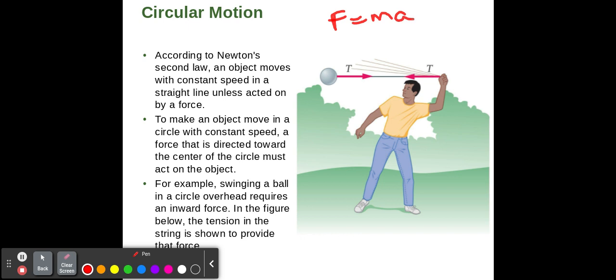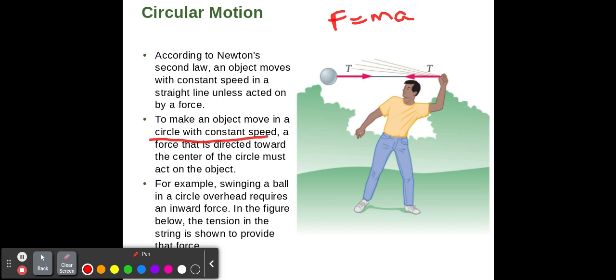If we're moving an object at a constant speed, it'll keep going at that constant speed until something else acts on it. That's the law of inertia. An object's going to continue to go in a straight line until another force acts on it. Well, what happens if we make that object move in a circle? Let's say it's moving in a circle with a constant speed.